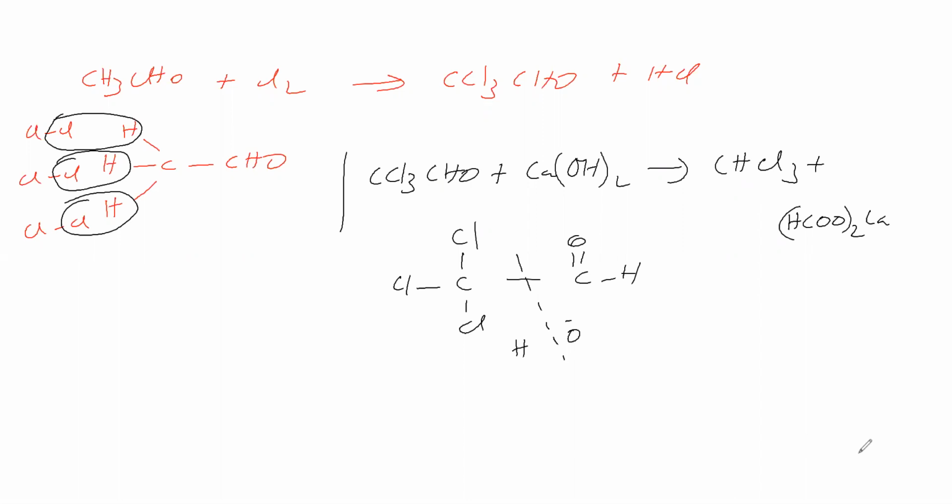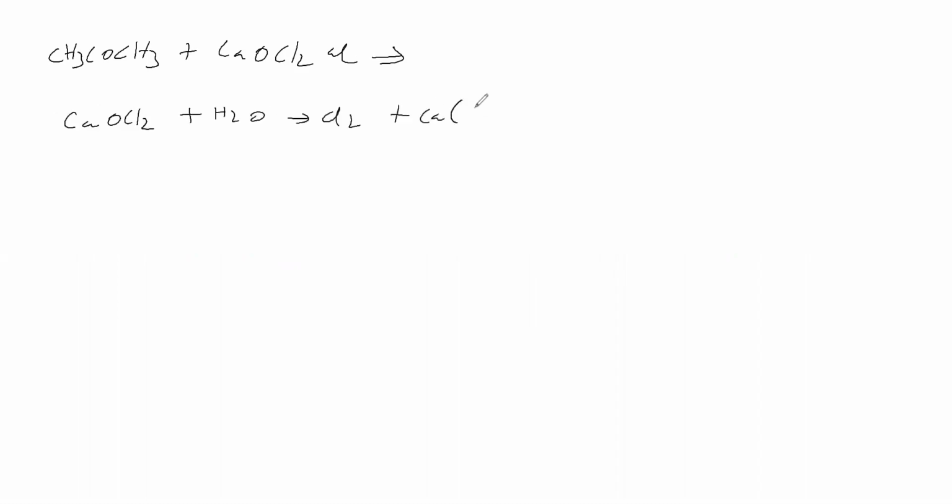Next we will take acetone. We'll treat this with bleaching powder. So what we will get, we'll see. Now this bleaching powder undergoes hydrolysis to give chlorine. This chlorine reacts with this acetone. So acetone we are taking. Now this chlorine is reacting with this acetone.